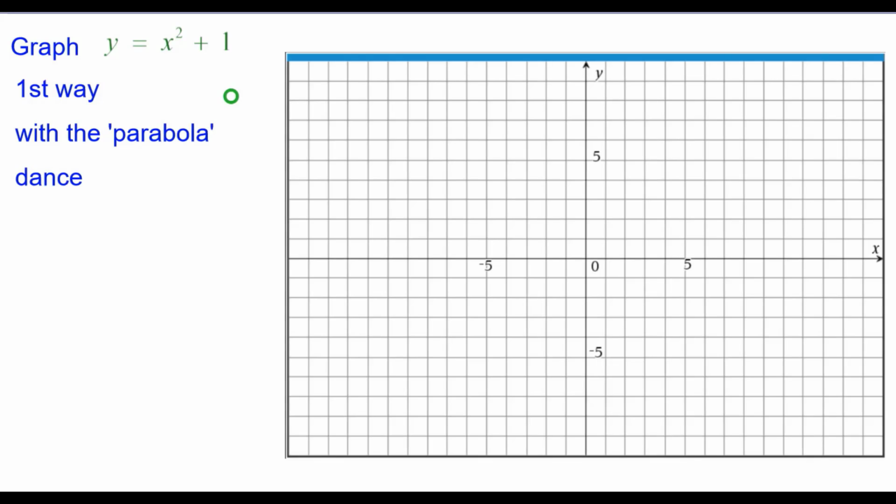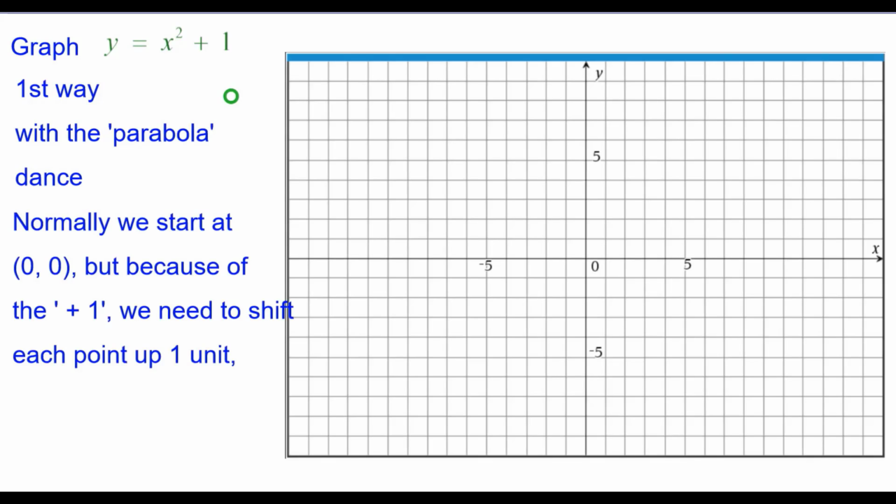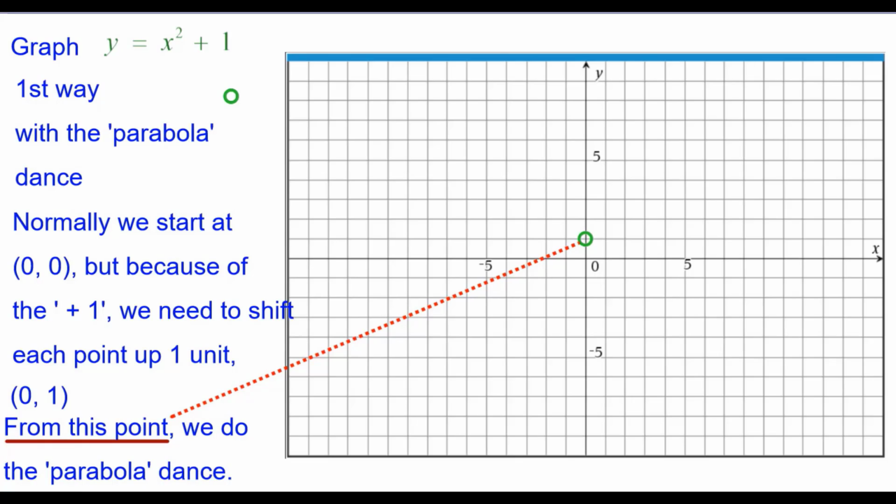The first way is we're going to use what I call the Parabola Dance. Normally we start at the origin. Because of the plus 1, we need to shift each point up 1 unit. So we're going to start at 0, 1. From this point, we do the Parabola Dance.